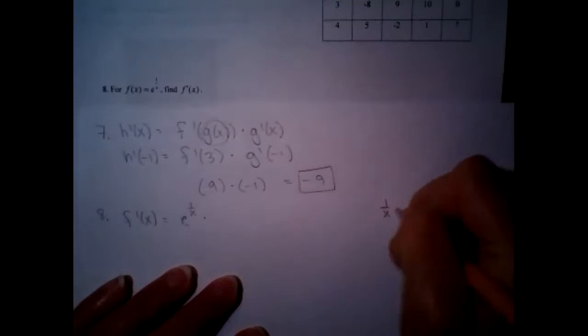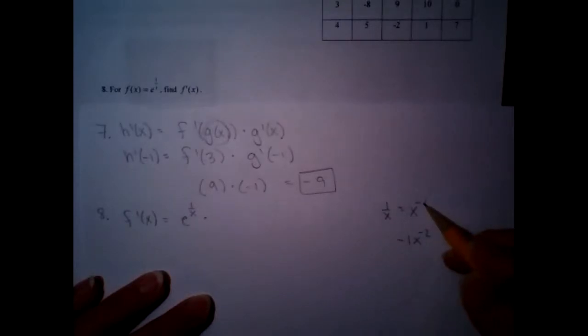Now, 1 over x is x to the -1. So if you do that derivative, power rule, the -1 comes down, and it'll drop to a -2. So that would be -1 over x squared.